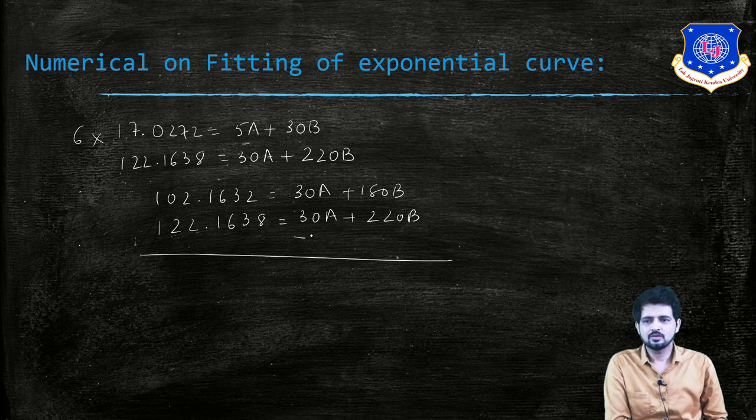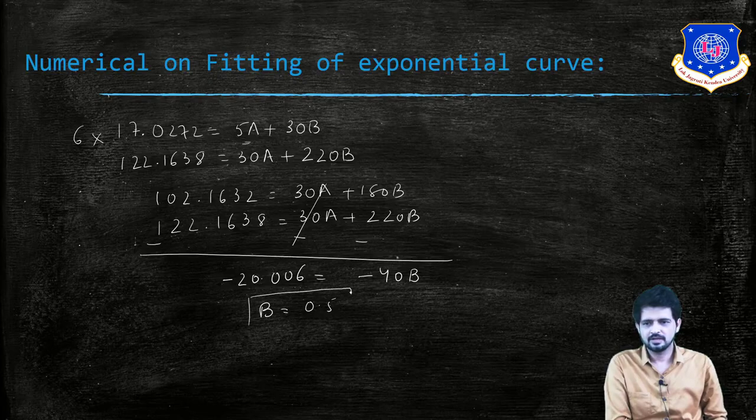To cancel out this, I can change the sign. Okay, so this will be cancelled. What will come here? Minus 40b is equal to minus 20.006. So solving this, we can get the value of capital B as 0.5. Okay, my capital B will be 0.5.